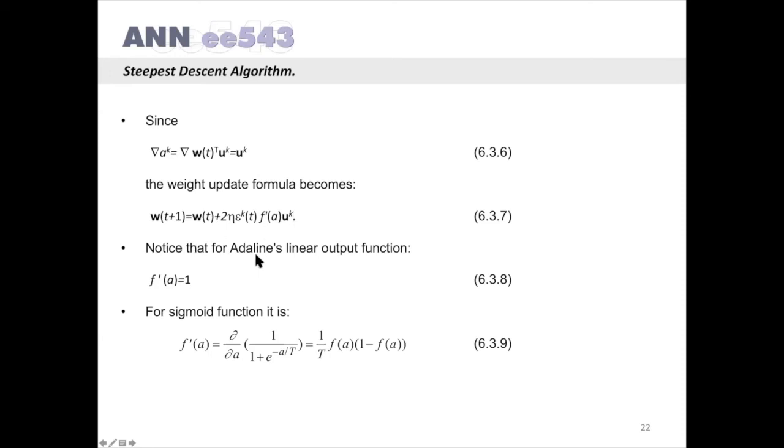Notice that for Adaline's linear output function, the derivative of the linear function a is equal to 1. However, for the sigmoid function, it is the derivative of this function with respect to a. The function is 1 over 1 plus e to the power of activation divided by T. This is equal to 1 over T, f(a) multiplied by 1 minus f(a). This is the derivative of the sigmoid function.